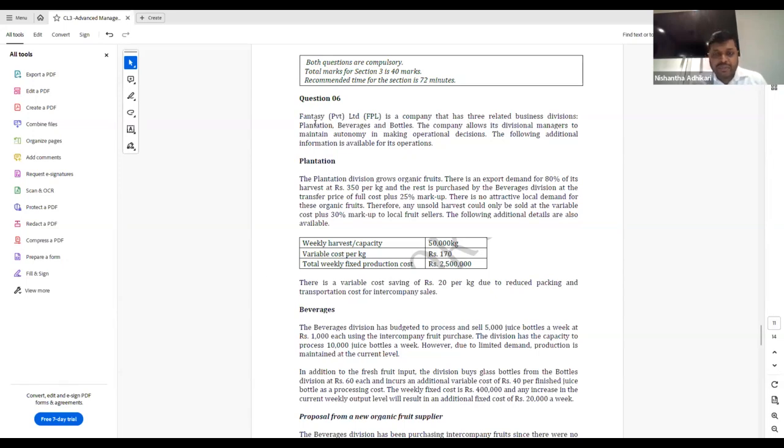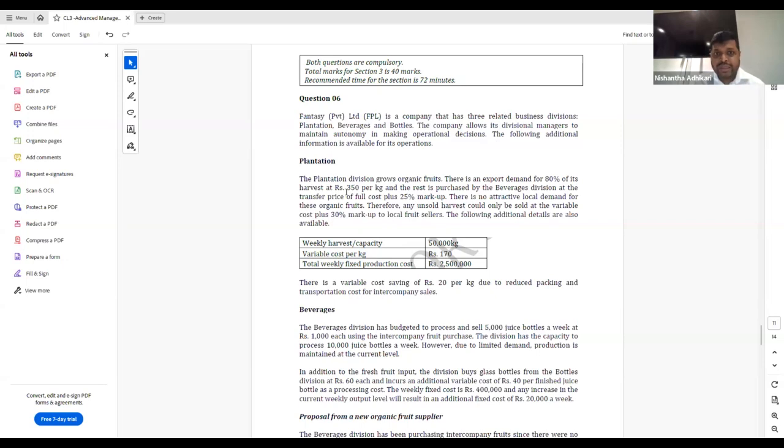Fantasy Private Limited, FPL, is a company that has three related business divisions. Three business divisions they have mentioned: plantation, beverages, and bottles. The company allows its divisional managers to maintain autonomy. Autonomy means, guys, independence. They can make their own decision. You need not worry, right? They can make their own decision in making operation. The following additional information is available for its operation.